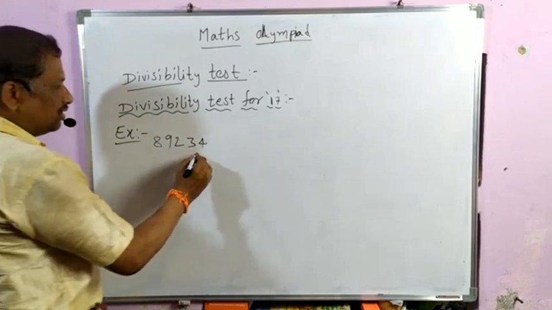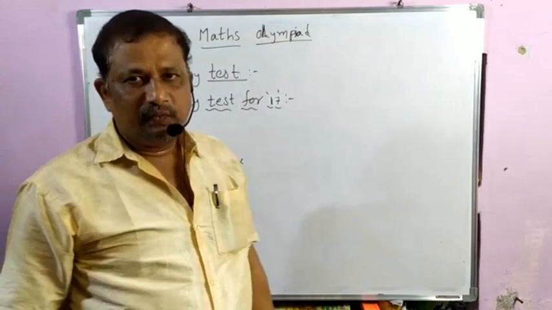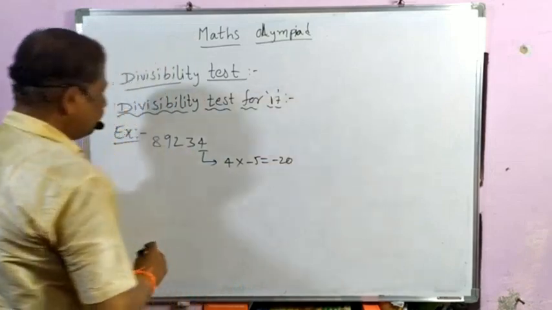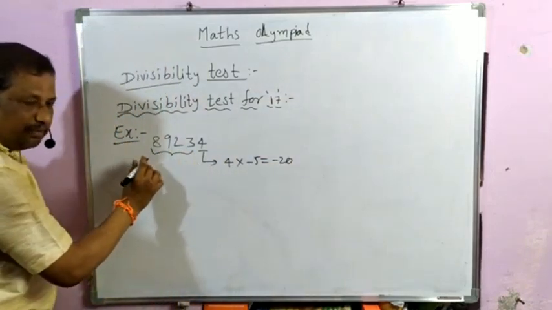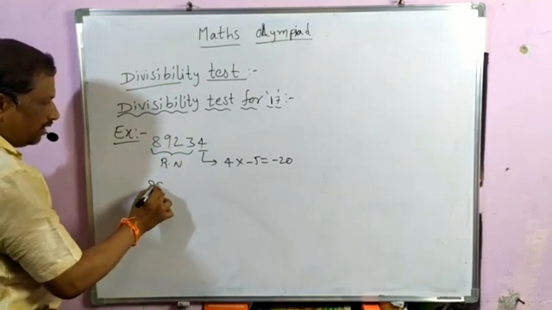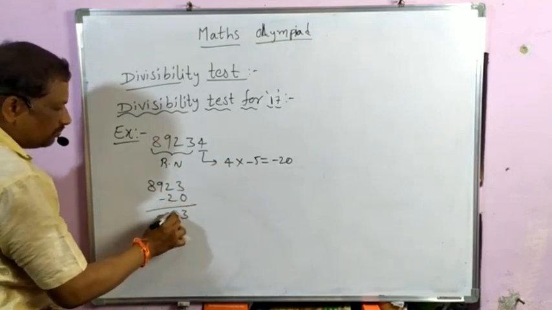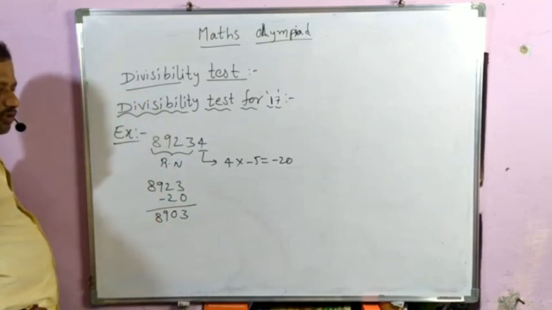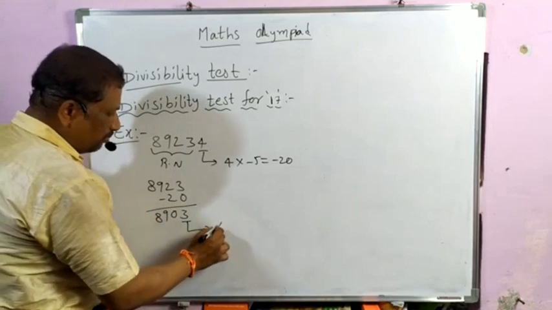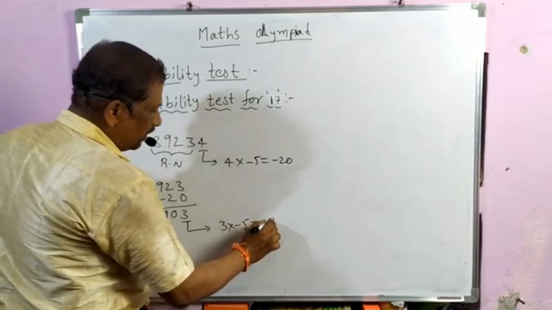For this, we consider the last digit and multiply it with minus 5. So what we get? Minus 20. This 20 is subtracted from the remaining number. The remaining number is 8, 9, 2, 3. From it we subtract 20, and we get 8903. Again it is a big number, so the last digit 3 is multiplied with minus 5, and we get minus 15.